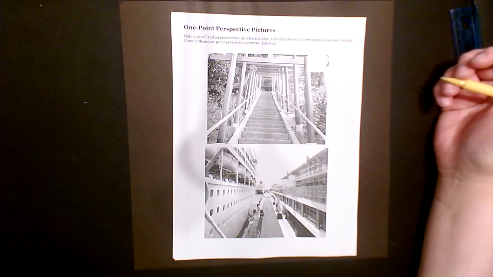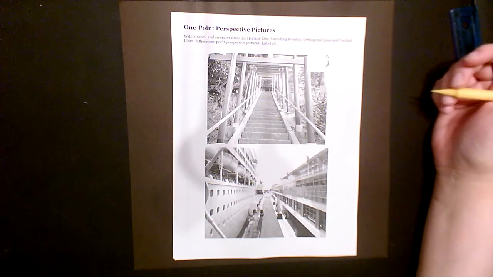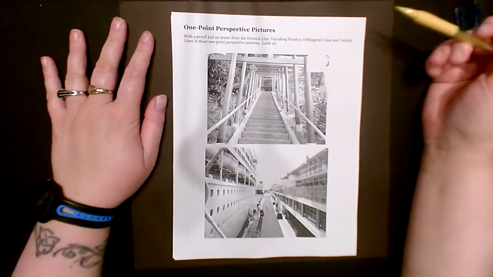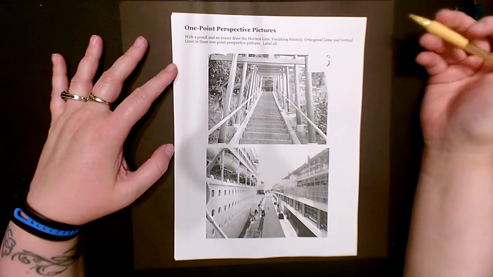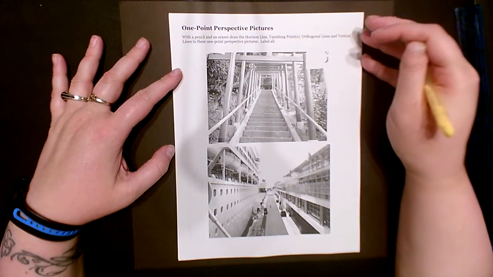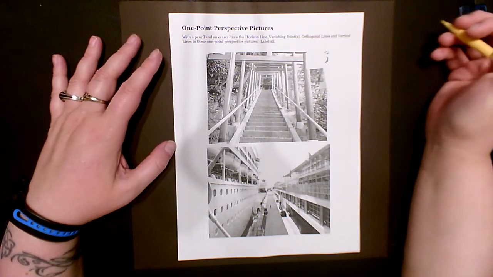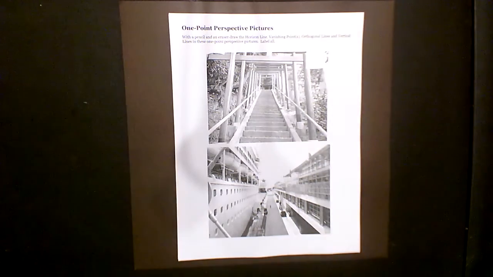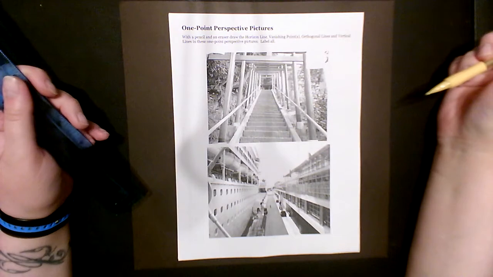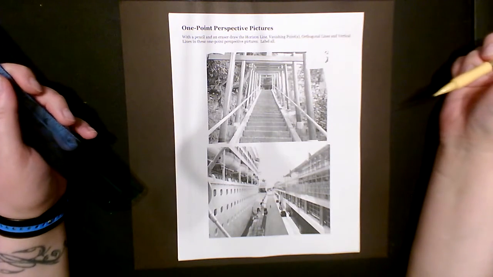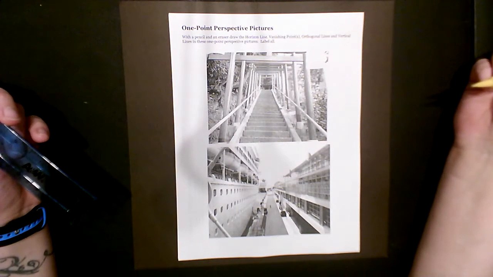So our first page that we're going to be looking at in this packet is titled One-Point Perspective Pictures. The instructions: with a pencil and an eraser, draw the horizon line, vanishing points, orthogonal lines, and vertical lines in these one-point perspective pictures. Label all. Now, to be able to locate our horizon line, we really need to locate our vanishing point first.